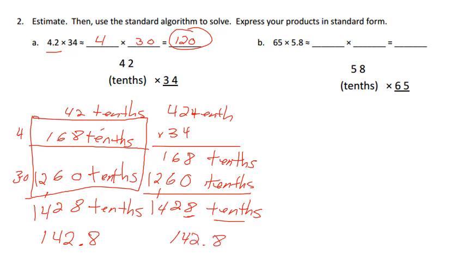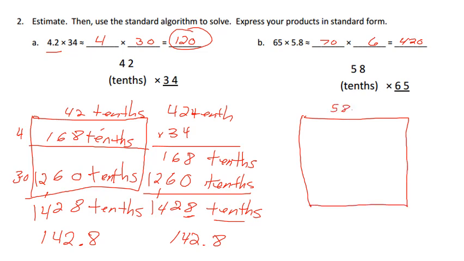On B, we're rounding again to find out what the answer should approximately be. 65 would be closer to 70. 5 and 8 tenths would be close to 6. 6 times 7 is 42, and we add our 0, so we know it's going to be close to 420. Now I'm going to do another area model. And on top, we're putting our 58 tenths.